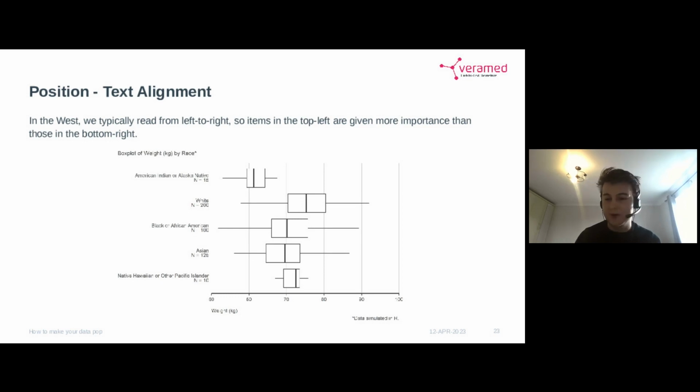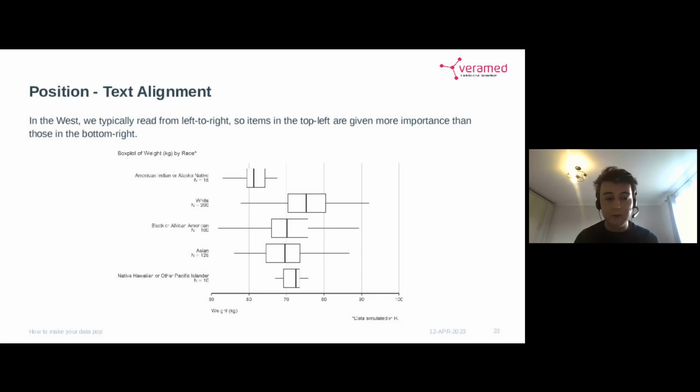So our first tip for creating structure within a visualization is to think about the alignment of the text. So typically in the West, our eyes move from left to right when we're reading, which means that items placed in the top left are given much more importance than items placed in the bottom right. This is something that you can apply in visualizations. So for example, you can place the most important information, such as the title, in the top left, whereas you can also place the least important information, such as any footnotes, for instance, in the bottom right.